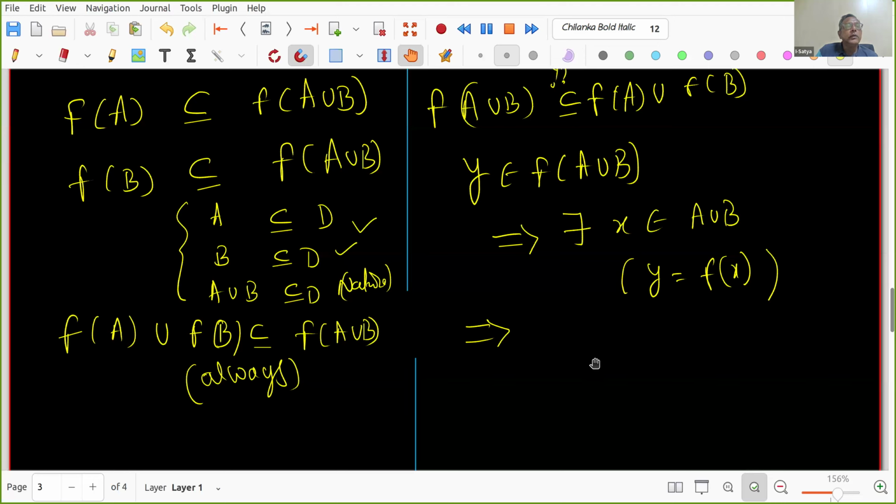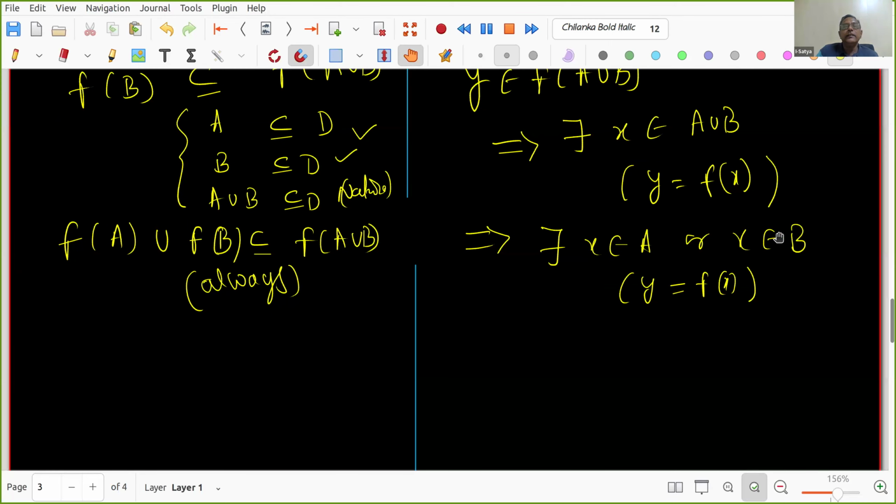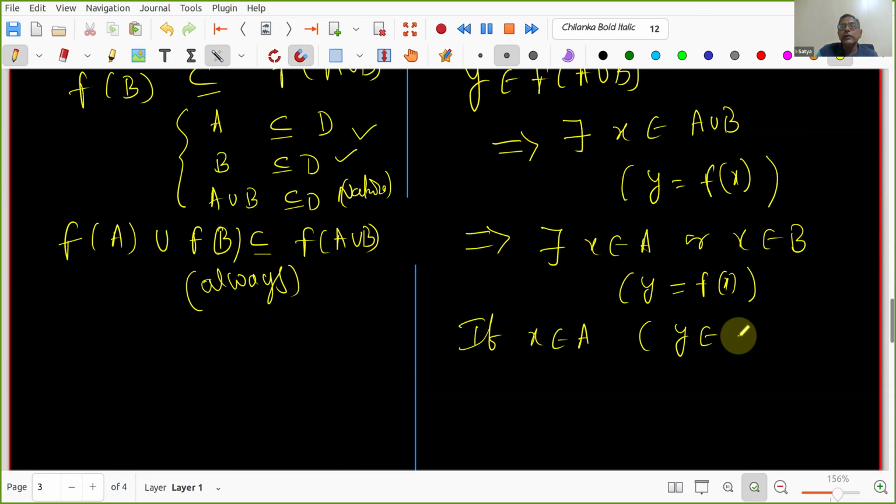Okay. Sargun, do you have any idea? Basic next step is x belongs to A or x belongs to B. Right. This means that there exists x belonging to A or there exists x belonging to B such that y is equal to f of x. Then what are the possibilities? Two possibilities: x is in A or x is in B. So I'm just writing now. If x is in A, then y equals f of x. So y belongs to what do we write, Sargun?